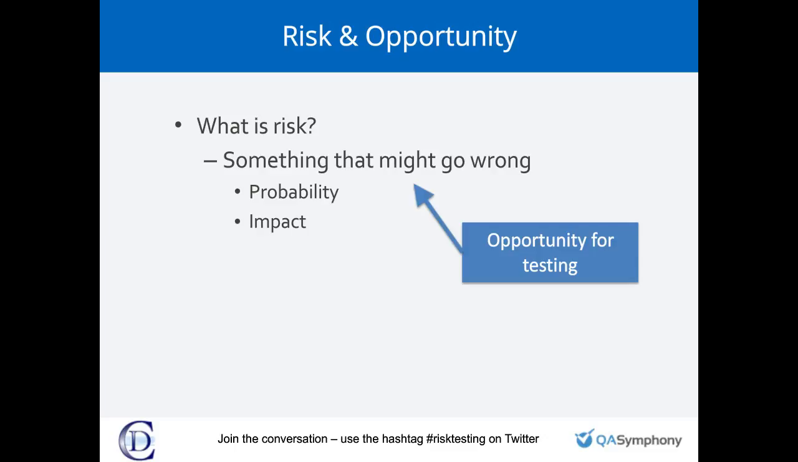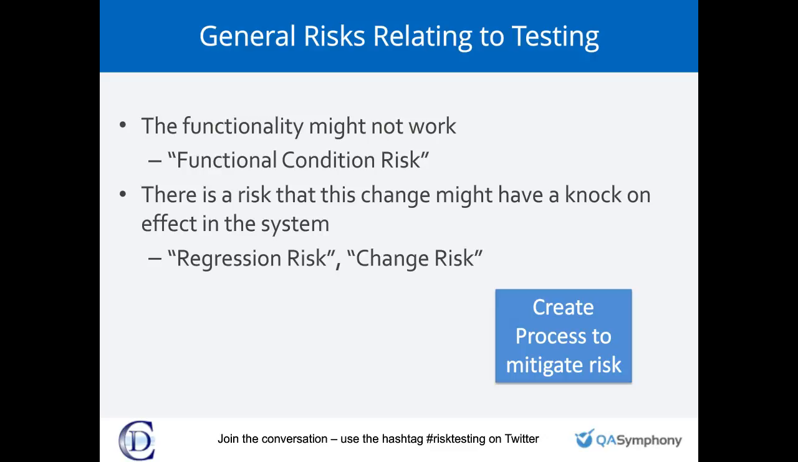Every risk is an opportunity for us in testing, either to detect it, to go deeper into our process, or to improve our process. And we need to start thinking about it in that way and use it as something that massively drives and underpins what we do. Now, there are general risks that are created outside the context of the system or environment that we're working in. General risks that we typically find in testing are: this thing might not work, just a functional risk. And a common risk is that this change we're making might have a knock-on effect in the system, a risk of regression or a risk of change.